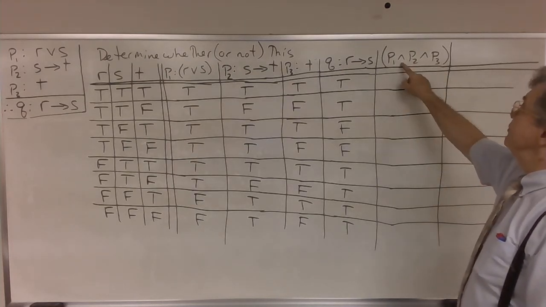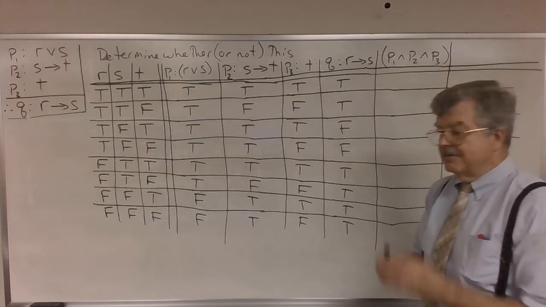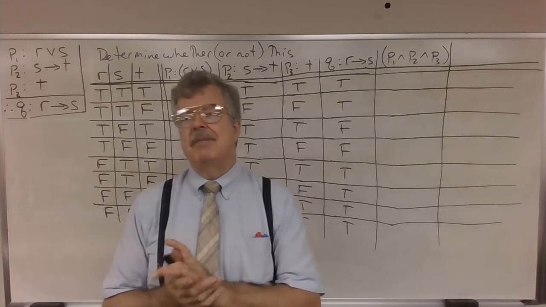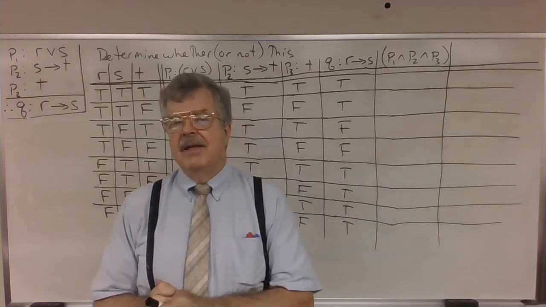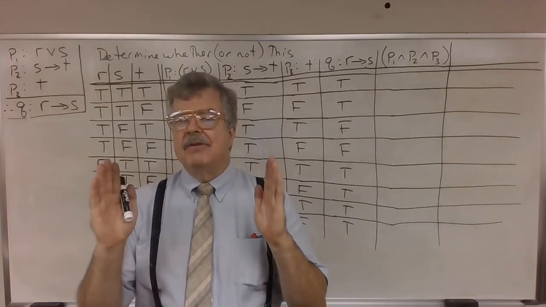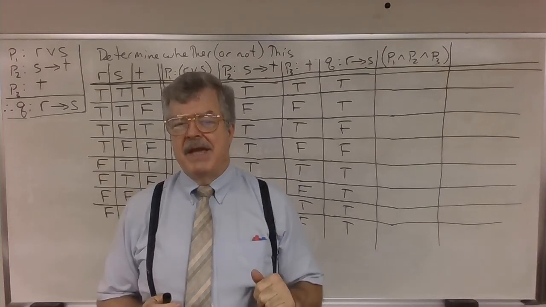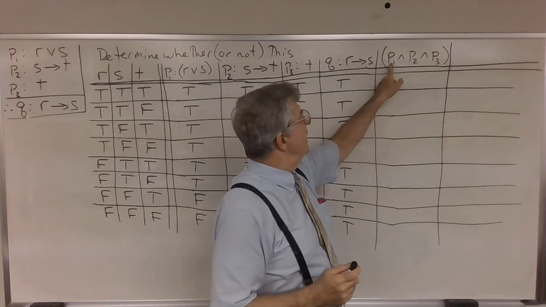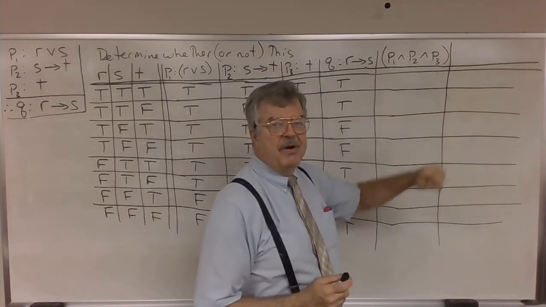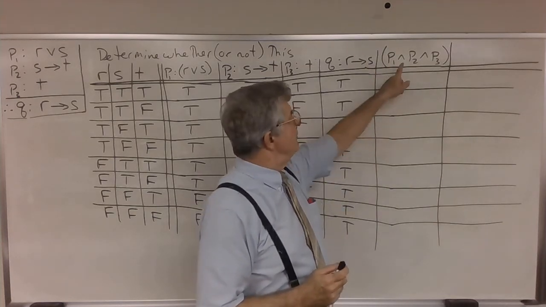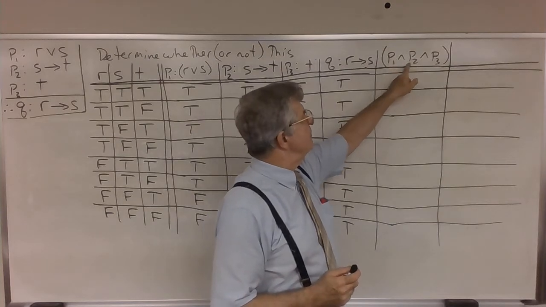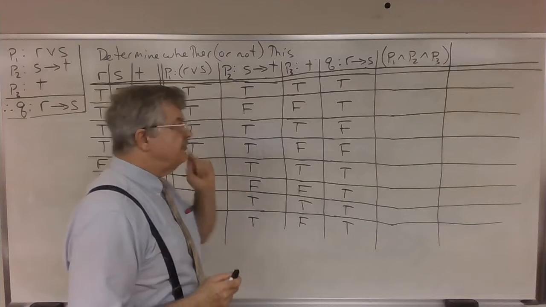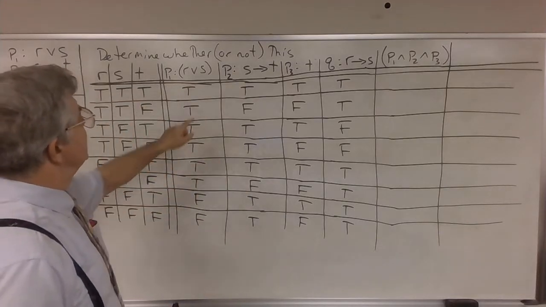Now, it's a conjunction, an and statement. The only time when an and statement can be true is if all of the simple statements that make it up are true. So if one of these is false, the whole thing's false. The only time this can be true is if P1, P2, and P3 are all true. So let's see when that happens.